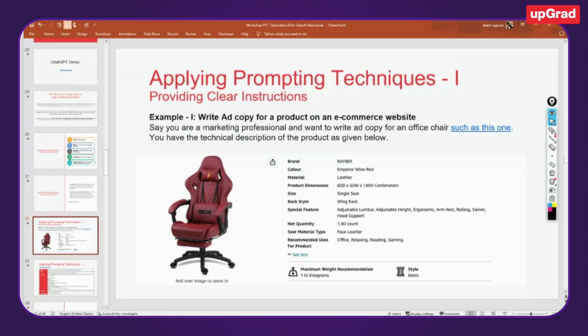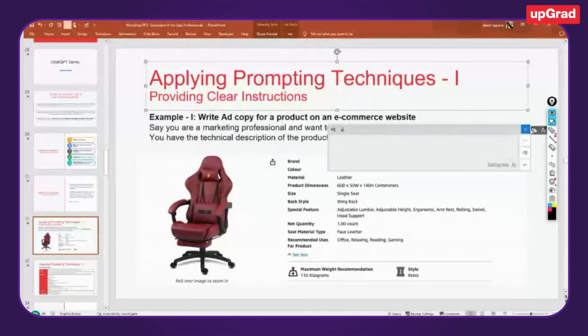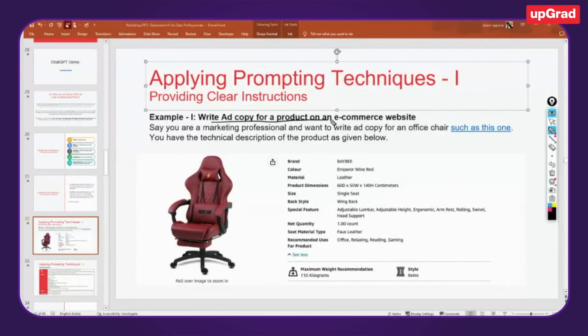So I have a simple example here. Like, we are a marketing agency, and we need to write an ad copy for this product that should be there on the e-commerce website.